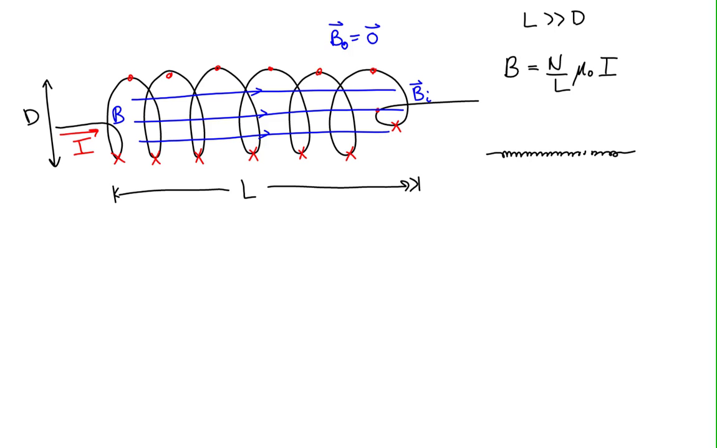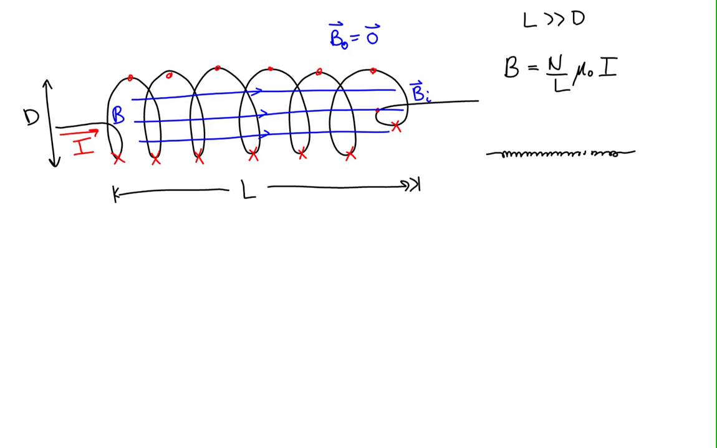Since the magnetic field is uniform inside of the solenoid and 0 outside of the solenoid, we could create an Amperian loop to take advantage of that fact. An Amperian loop, remember, is a mathematical closed loop in space along which we're going to integrate. It's a path, and we're going to integrate the magnetic field along this path.